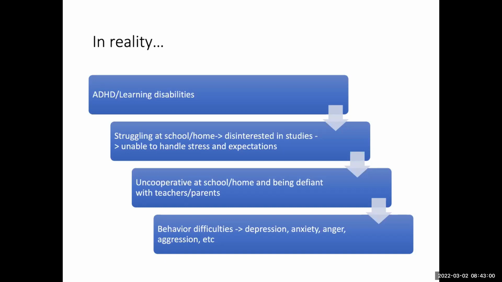So then this gives rise to more behavior difficulties like depression, anxiety, anger, aggression, and so on. Okay, so this is a very good example of the behavior which comes from the difficulties that they were having emotionally. So it manifests in an outward behavior.